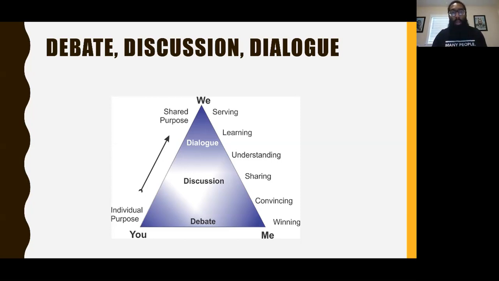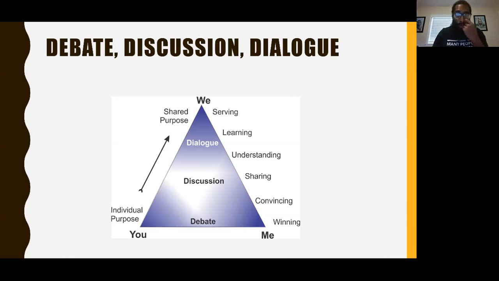A dialogue, on the other hand, would be two people meeting in the middle of the bridge and having a conversation about: I could come to your side, you could come to my side, or we could just stay here in the middle and just hang out together.